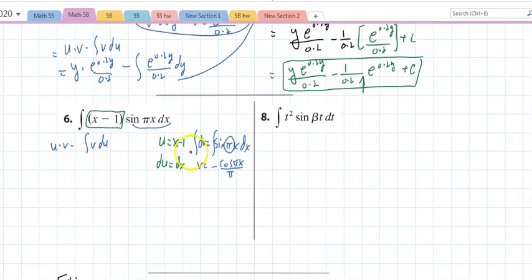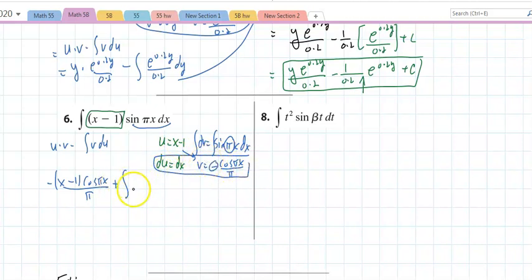Well, u times v is right there. That's going to be x minus 1 times negative the cosine of pi x all over pi, minus the integral of this, v du. Negative times a negative will make that a positive. 1 over pi I drag out, the cosine of pi x dx. This is going to be negative 1 over pi, x minus 1, cosine of pi x plus 1 over pi.